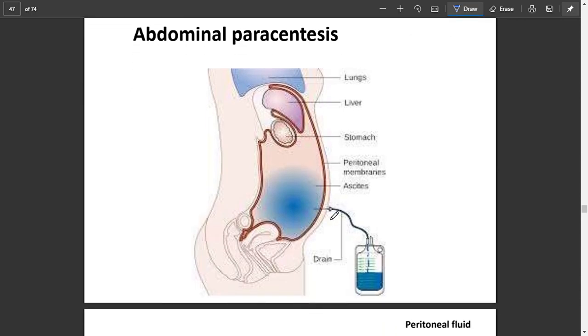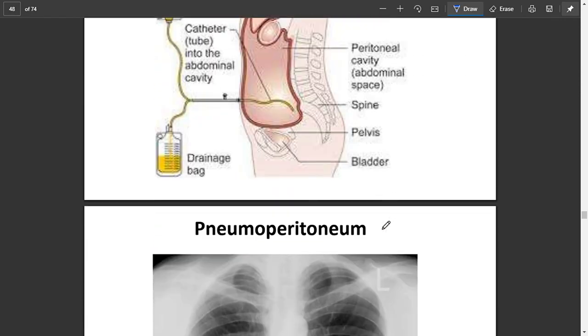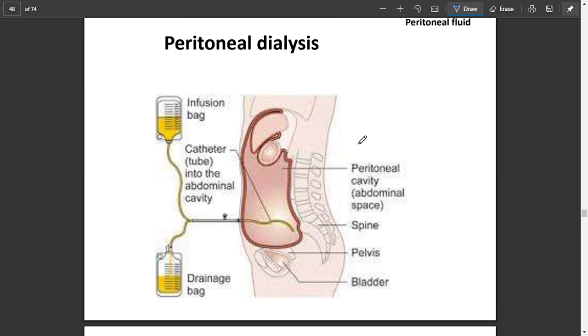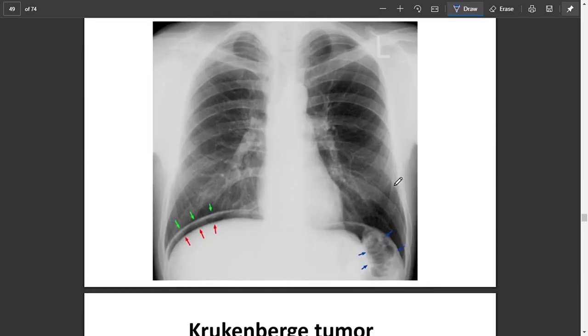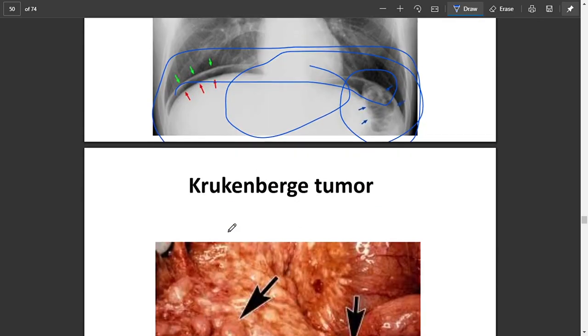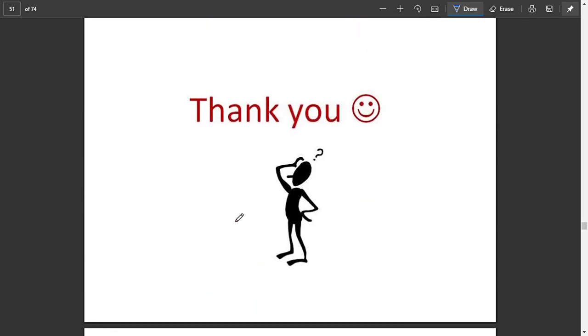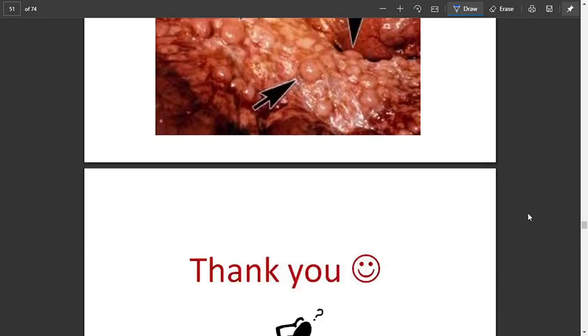Paracentesis: they are basically puncturing the wall and taking the fluid out. This is the process of dialysis for the kidneys, and this is a pneumoperitoneum. Air is filled inside the peritoneum. These are some tumors.